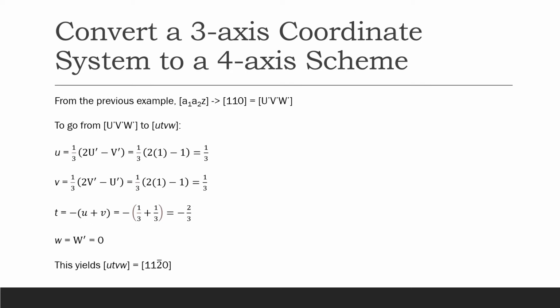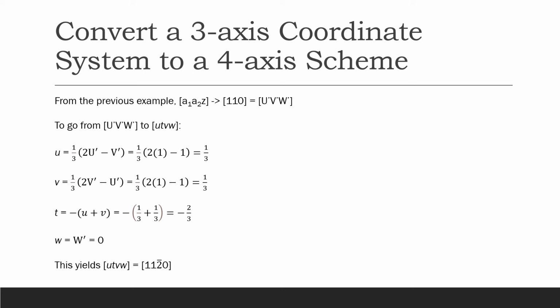Now let's say you want to convert from a 3-axis coordinate system to a 4-axis scheme. Let's use the example from the previous slide. We can take the coordinates obtained for the A1, A2, and Z axes as U', V', and W' respectively to describe the 3-axis coordinate system. You take these coordinates and plug them into the following equations to obtain the same directional indices as before.